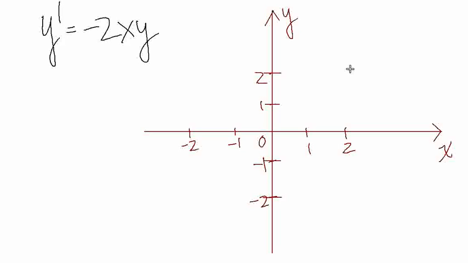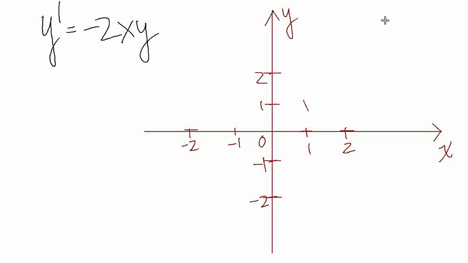What about, let's see, what about 1 comma 0? In fact, what about all points along the x-axis? They all have a y value of 0, so all those points correspond to a slope of 0. And let's try 1 comma 1 now. 1 comma 1 has x equal to 1 and y equal to 1, so minus 2xy is going to equal minus 2.